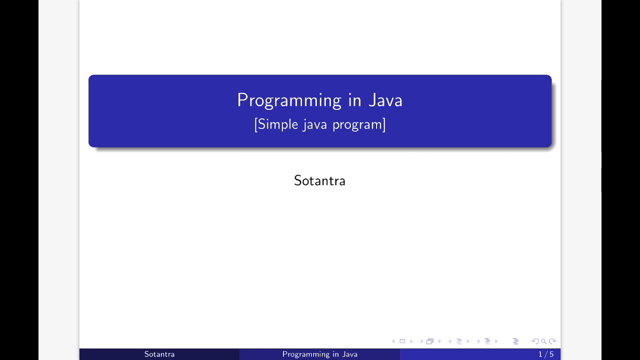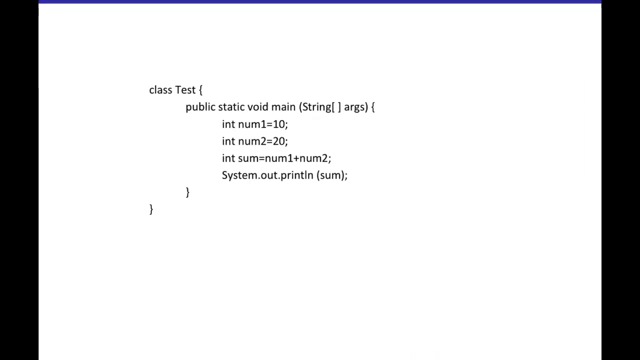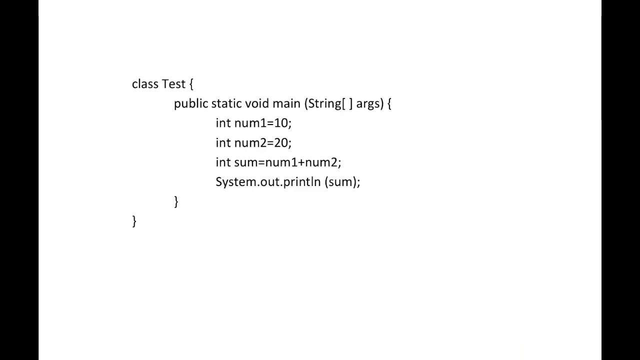In the previous lecture, we discussed variables and different data types. Now, we will discuss a simple program using the concepts of variables and data types. You can see the program here. First we write class test, which defines the beginning of the class test. Then the next line is public static void main string arguments. Like we have discussed previously, this is the signature of the main method.